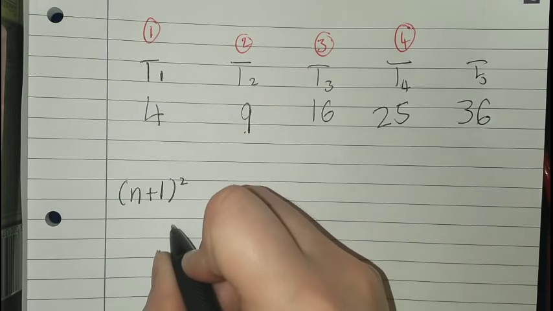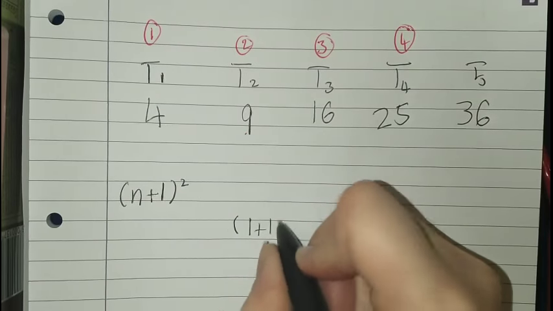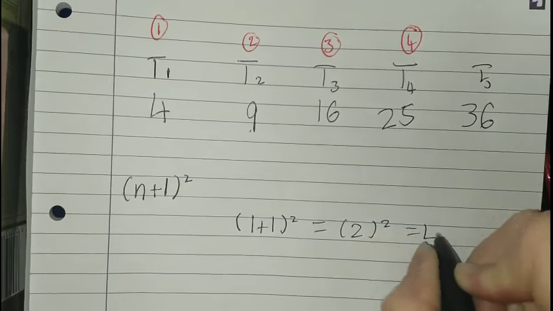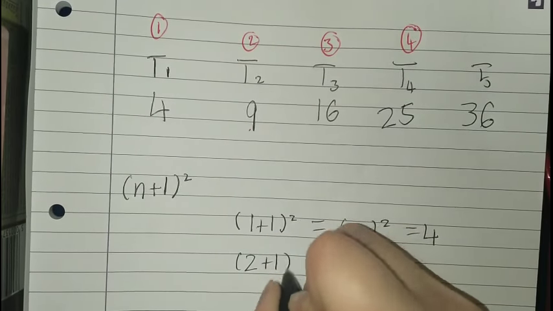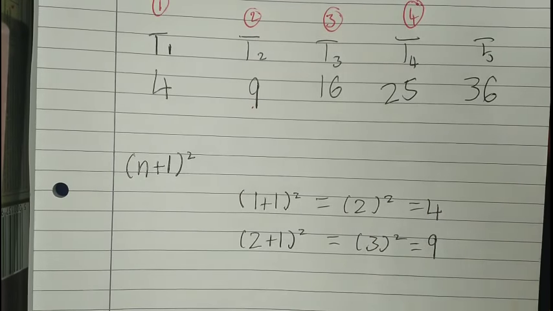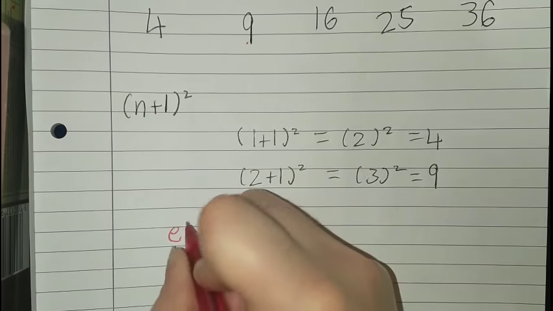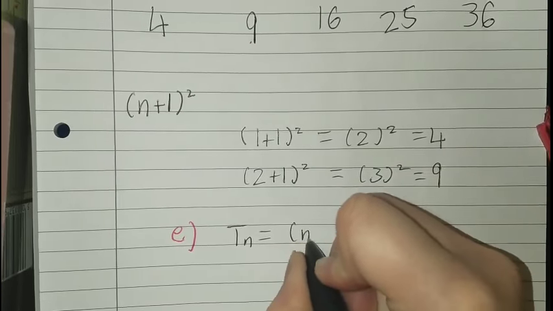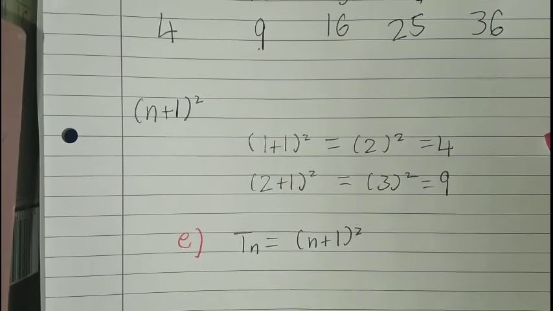If we want to check that, in the first pattern n is 1, so 1 plus 1 squared is 2 squared, which is 4. In the second pattern that's 2 plus 1 squared, so 3 squared, which is 9. So an expression in n for the total number of triangles in the nth pattern we can write as (n plus 1) squared.